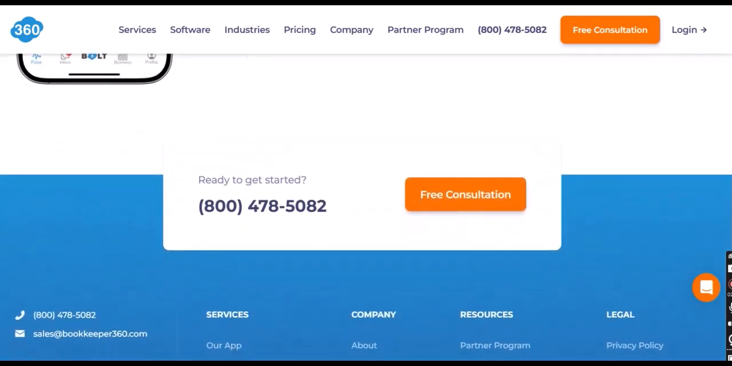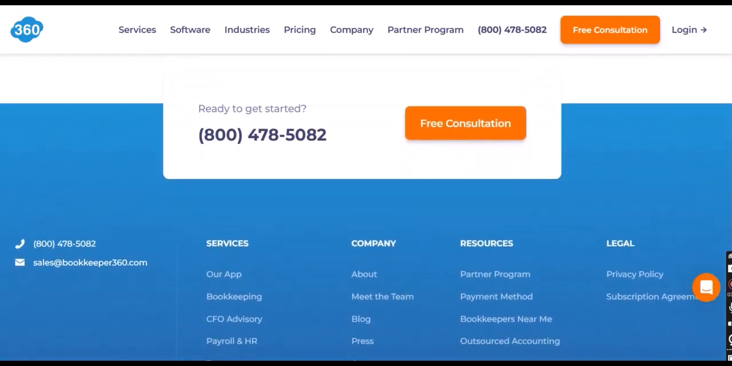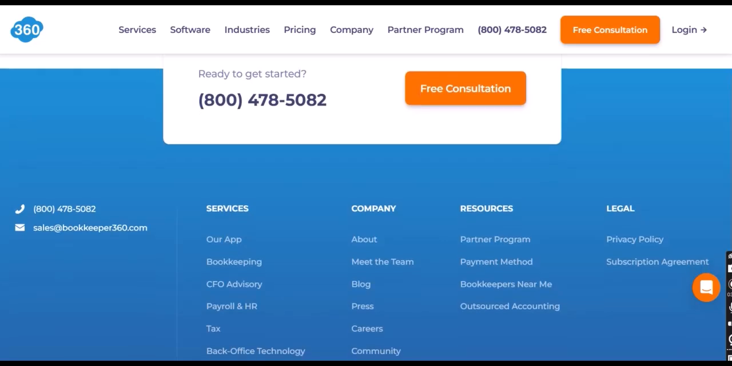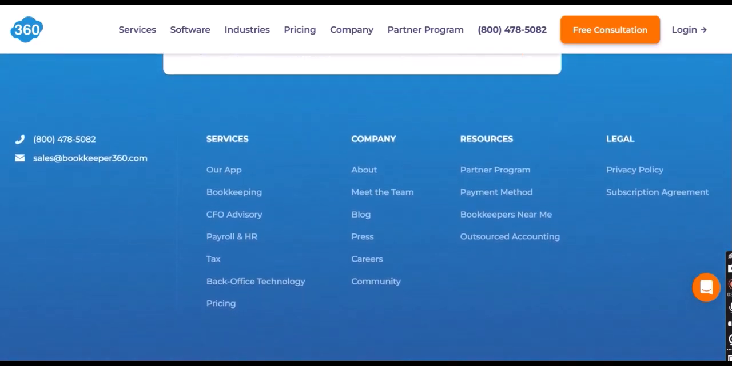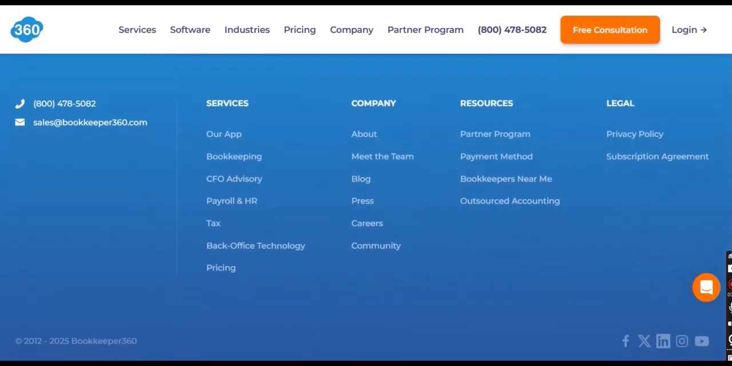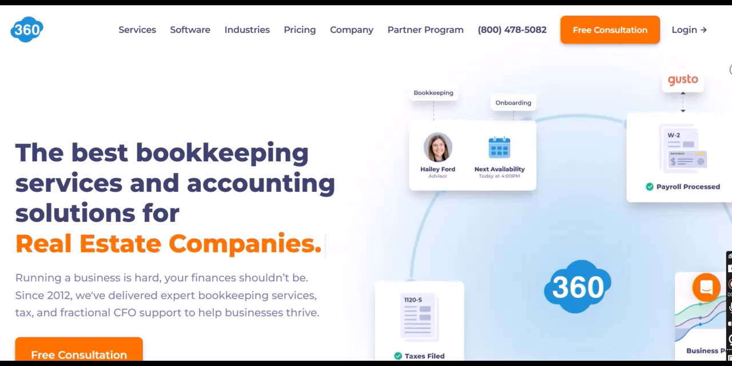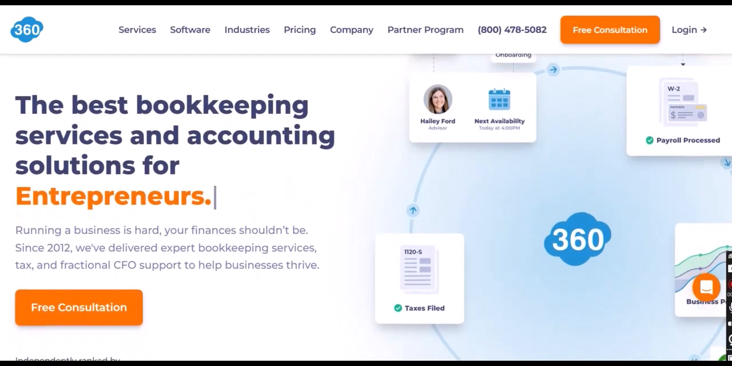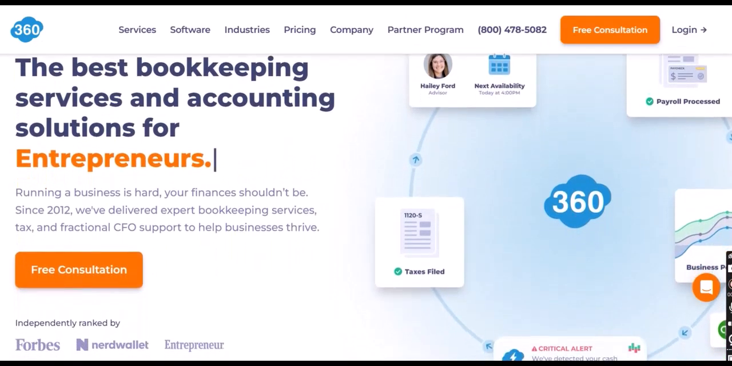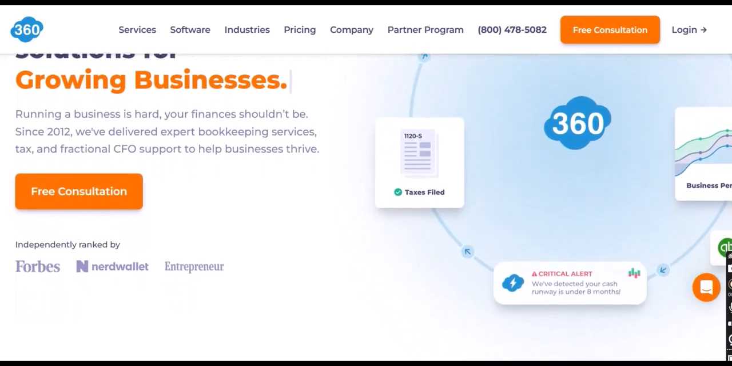Strategic guidance. The advisory services offer a higher level of financial expertise than many small businesses can afford in-house, helping with growth strategies, budgeting, and forecasting. Scalability. As your business grows, Bookkeeper 360 services can often scale with you, moving to higher tiers as your needs become more complex. Peace of mind. Knowing your finances are being professionally managed provides significant peace of mind, allowing you to focus on running and growing your business.